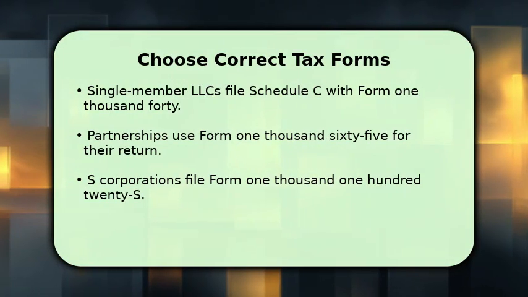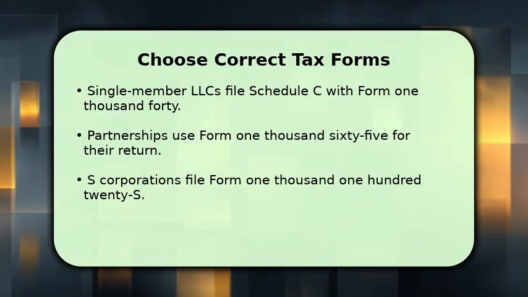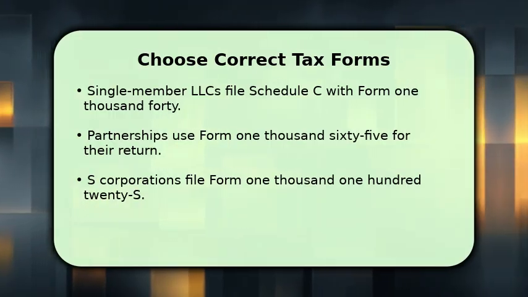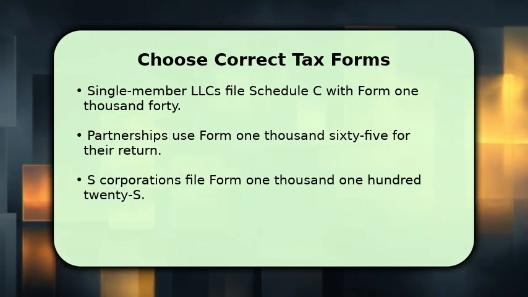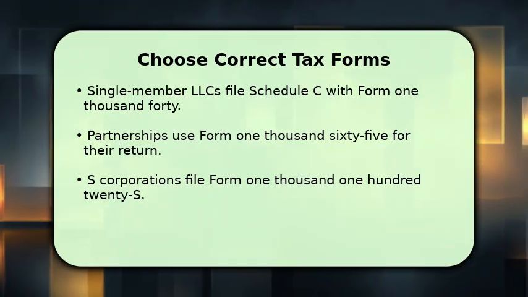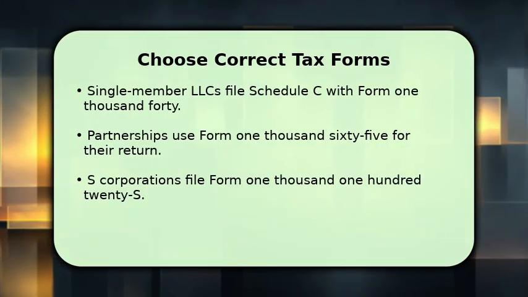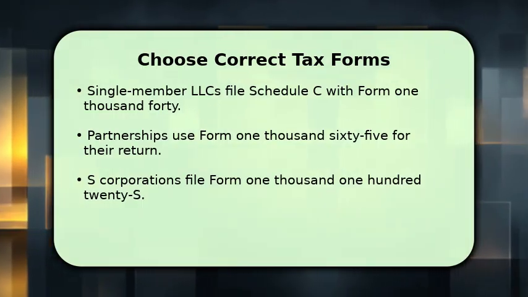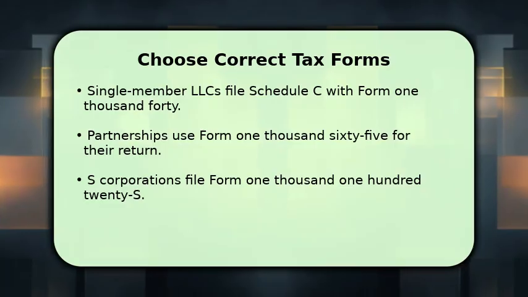Now, let's select the correct tax forms based on your LLC's classification. If you're a single-member LLC taxed as a sole proprietorship, you'll file Schedule C with your personal Form 1040. Multi-member LLCs taxed as partnerships use Form 1065. For those elected as S corporations, Form 1120S is required, and C corporations file Form 1120.